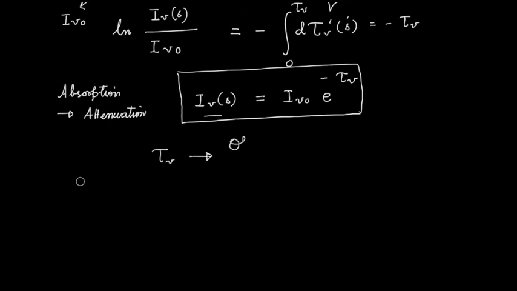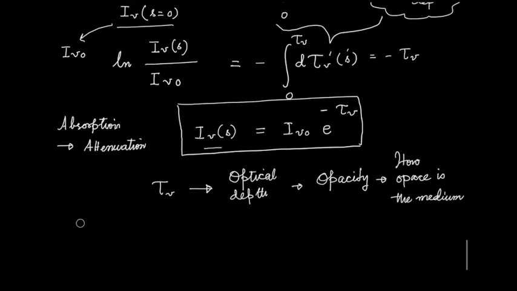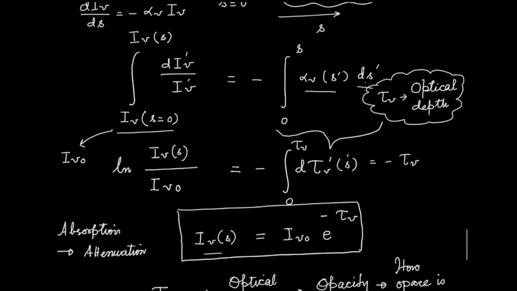So this quantity tau nu essentially measures how much total absorption there is. So it's called optical depth. But it also has another name called opacity, just because it tells you how opaque the medium is. Or how transparent. They're just the opposite thing.